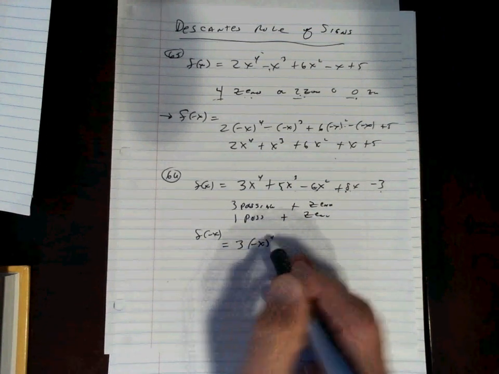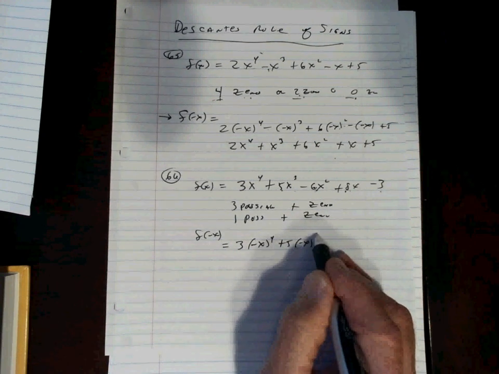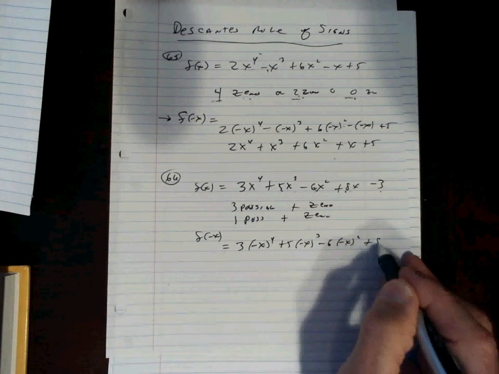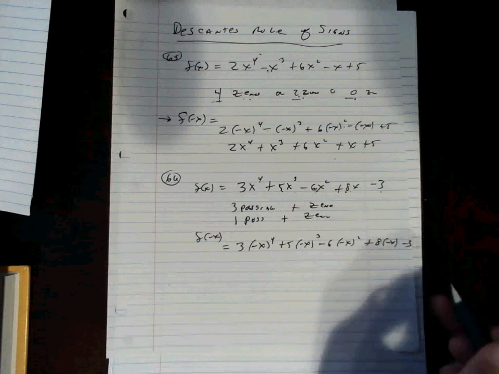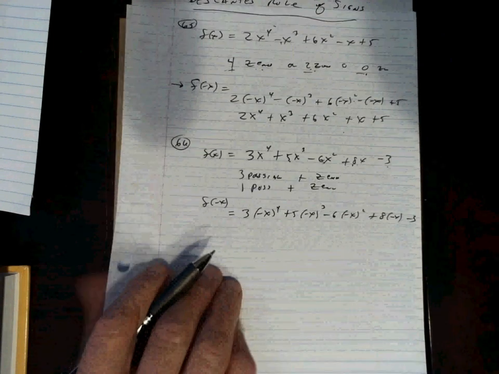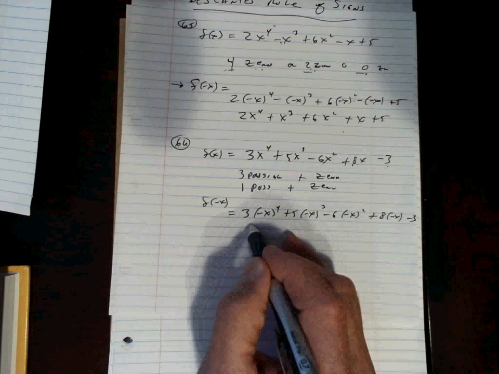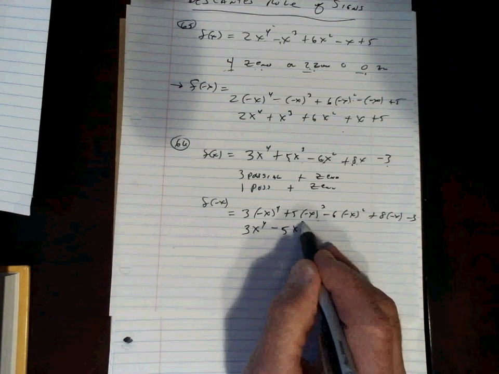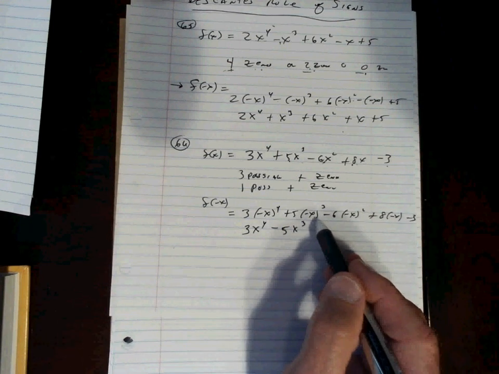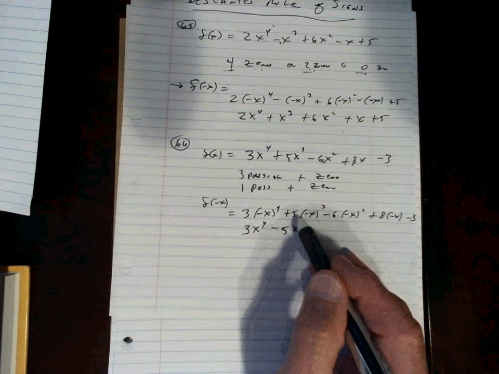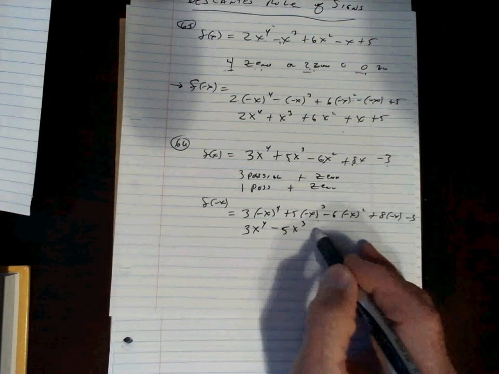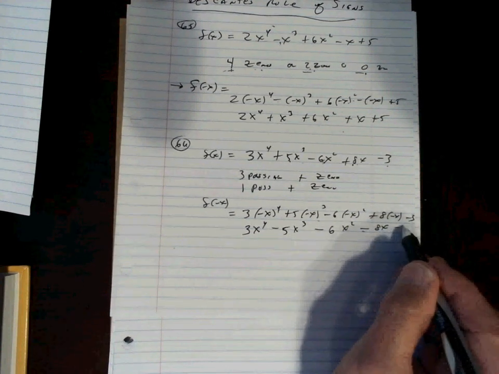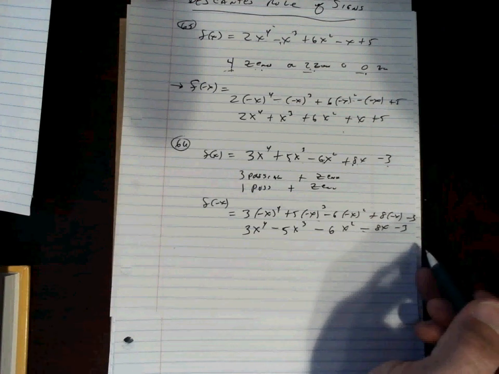evaluating at a negative x: 3 times negative x to the 4th power, plus 5 times negative x to the 3rd power, minus 6 times negative x to the 2nd power, plus 8 times negative x, minus 3. We're working our way across. A negative x to the 4th power will be 3x to the 4th. This will be a negative 5x to the 3rd, because negative x three times, a negative times a negative, would be a negative x to the 3rd, multiplied by 5. Then this would be a negative 6x squared, minus 8x, minus 3.